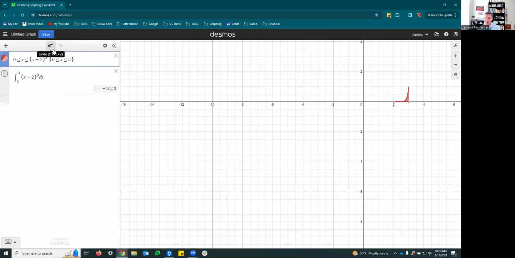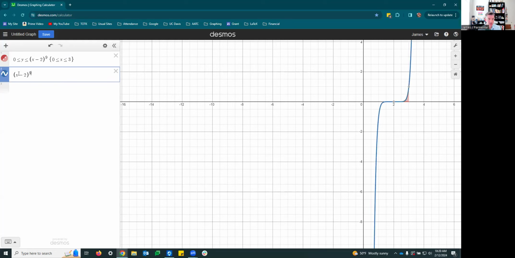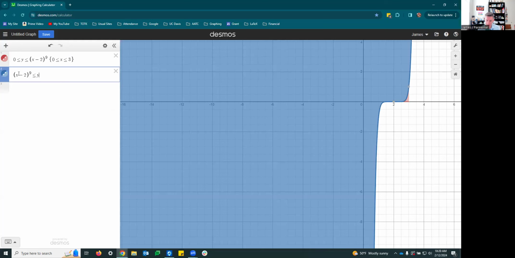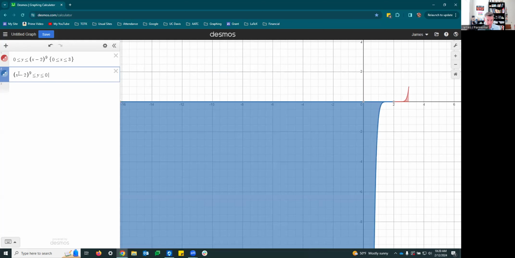So notably, that's the part that's above the x-axis. To get the part that's below, you have to switch it up. For the part from 0 to 2, we now want our function (x minus 2) to the 9th to be less than or equal to, and to get the equal-to part, you just type equals after you type the less than symbol. Y, ooh, that's a lot of graph. Less than or equal to 0, and then we only want the portion from 0 to 3.